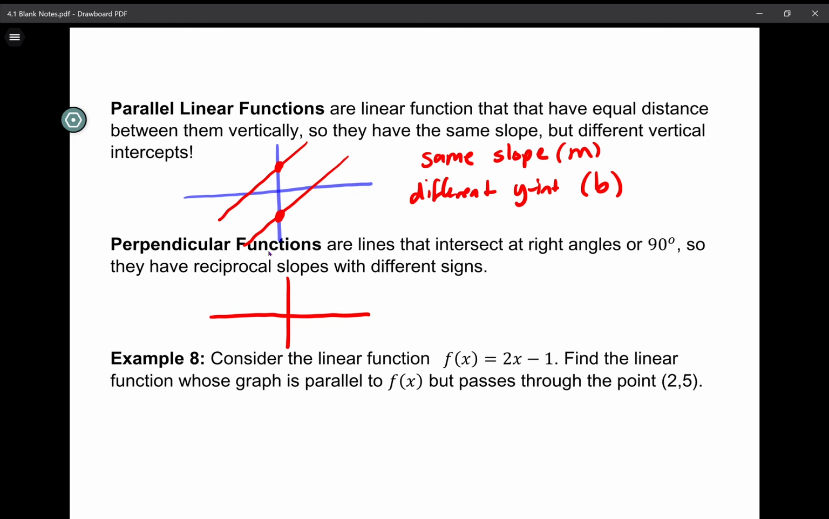So let's see if I can draw a perpendicular function. So here's my first function. Maybe my perpendicular function comes down like this, and they intersect at 90 degrees. It doesn't have to intersect on the x-axis. That one just happened to intersect on the x-axis. So their slopes are inverse reciprocals.